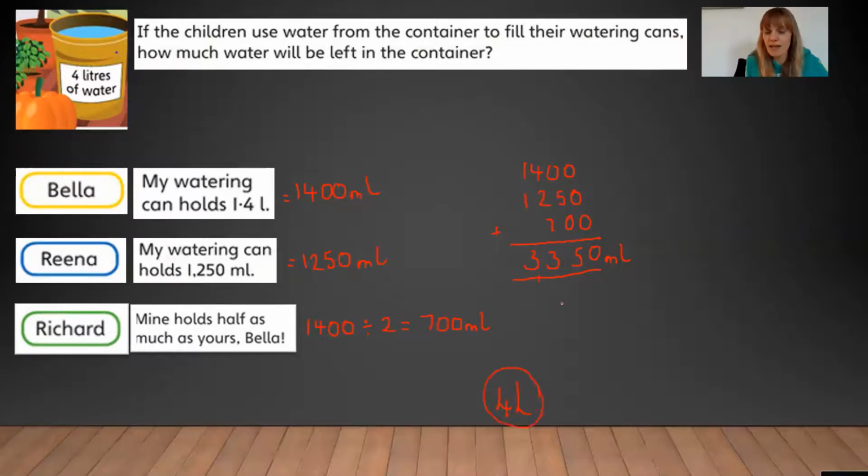But I've worked out my answer in millilitres, so what can I do? Well, I think I'm going to think, what is 4 litres in millilitres? Well, 1 litre is 1,000 millilitres, so 4 litres must be 4,000 millilitres. Now, in order to see what's left behind, I've just got to take away this from 4,000, haven't I? So I'm starting with 4,000 millilitres. With all the watering cans combined, I've taken away 3,350 millilitres, and this is going to give me my answer.